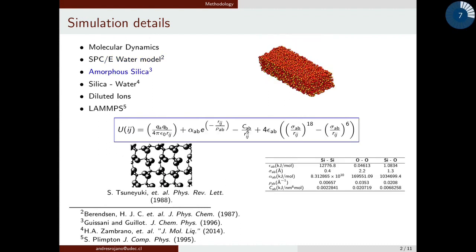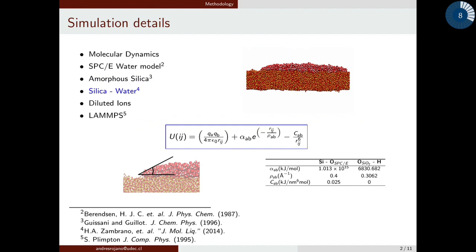The substrate in this study consists of amorphous silica slabs described by the force field developed by Gulmen and Thompson. The silica-water interactions were described by Coulomb for electrostatics and Buckingham for van der Waals. It is valid to say that this force field was calibrated in order to reproduce a water contact angle of 20 degrees.